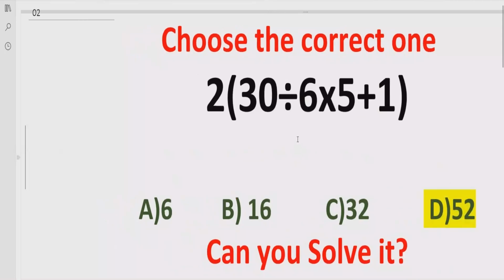I hope you understand how you can solve the given expression using PEMDAS and BODMAS method and find out the correct answer. So that's it for today.